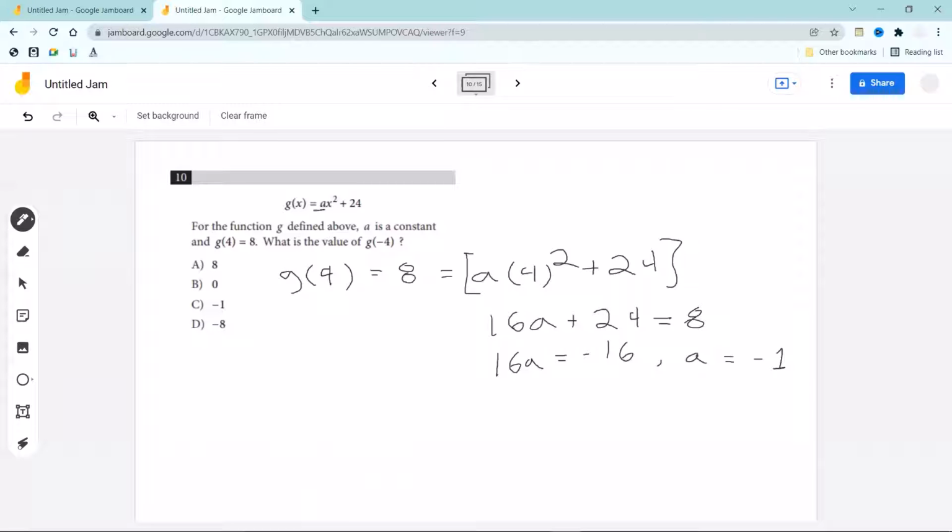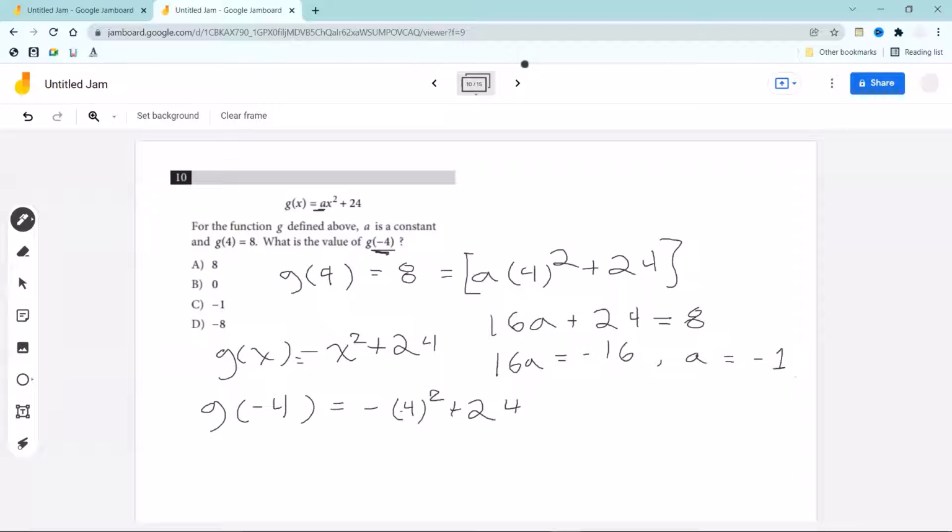And since a is equal to negative 1, then we know that g of x, we can just plug in negative 1 for a. That's just going to give us negative x squared plus 24, right? And now that we have our full function, to find g of negative 4, all we need to do is plug in negative 4 to this whole function, right? So we'll get g of negative 4 is equal to negative (negative 4) squared plus 24.